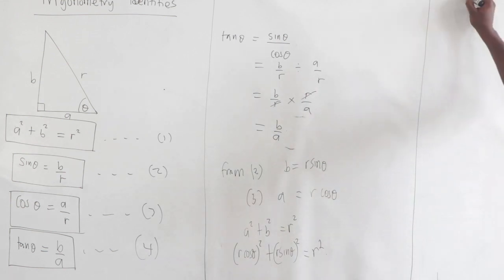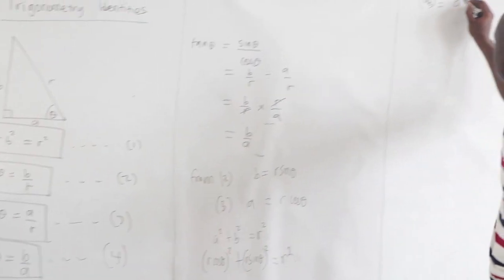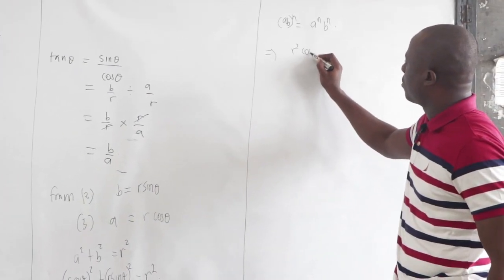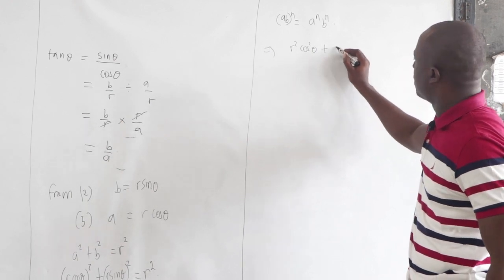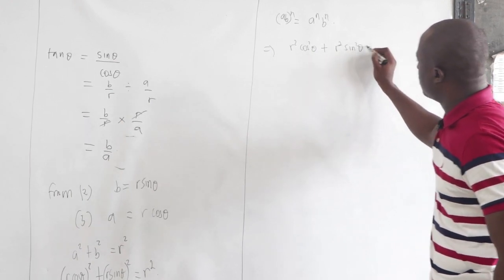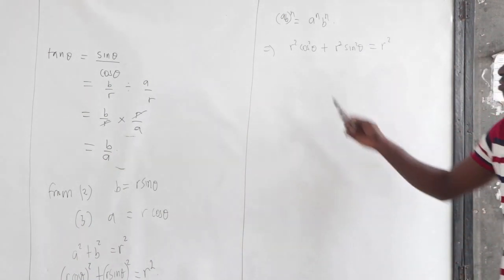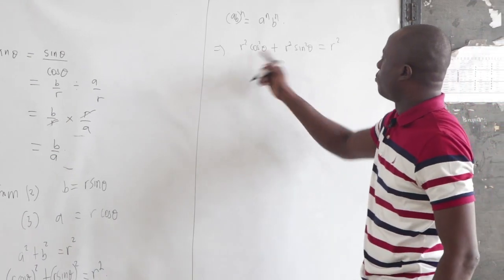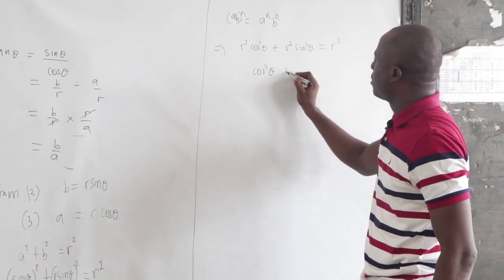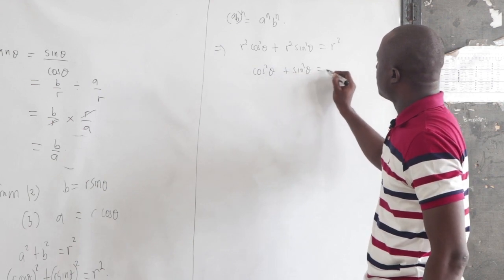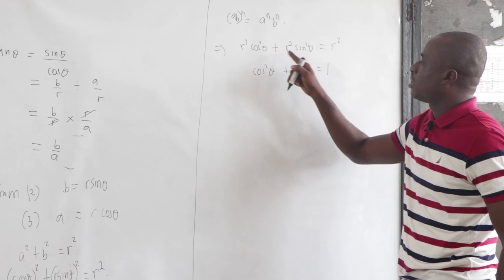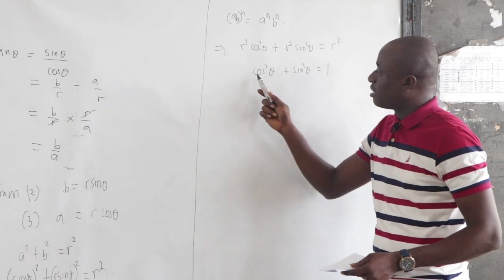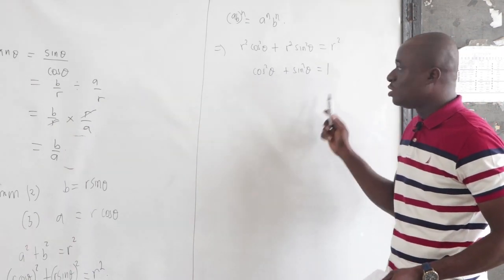Now, we know that if you have AB to the power n, this is A^n B^n. This implies we are going to get R square cos square theta plus R square sine square theta equal to R square. What can we see? We can see that R is a common factor, so we can divide through by R. And when we divide through by R square, we get cos square theta plus sine square theta equal to 1. So we have an identity now: cos square theta plus sine square theta equal to 1.